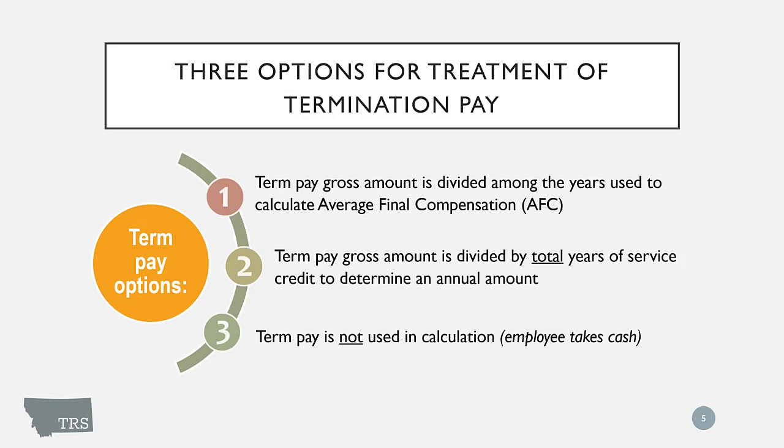When an employee decides to retire, they have 3 options for the treatment of termination pay. Option 1, the termination pay gross amount is divided among the years used to calculate the average final compensation. Option 2, the termination pay gross amount is divided by total years of service credit to determine an annual amount. And option 3, where the term pay is not used in the calculation and basically the employee takes the cash.